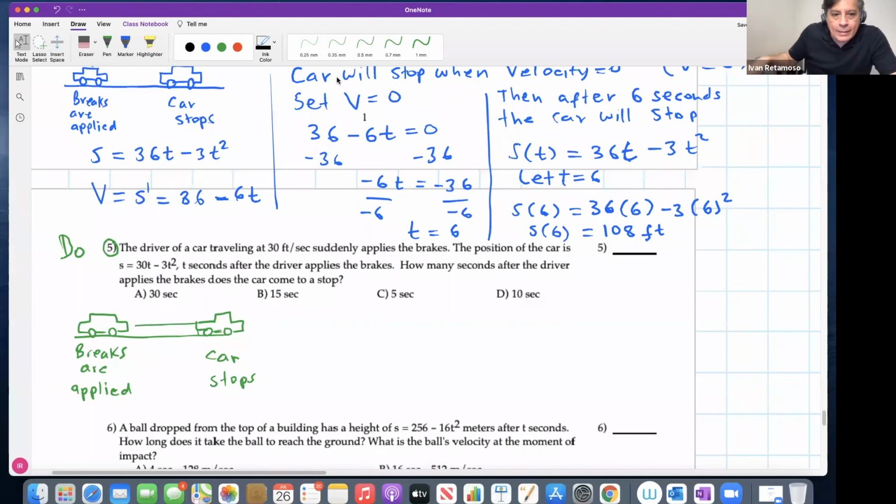So let's do it together, guys. I want to show you one more form. Let's do what we did before. We start by writing out our position function: 30t minus 3t squared. And then quickly we get the velocity, because we're going to need the velocity to find out when this will stop.